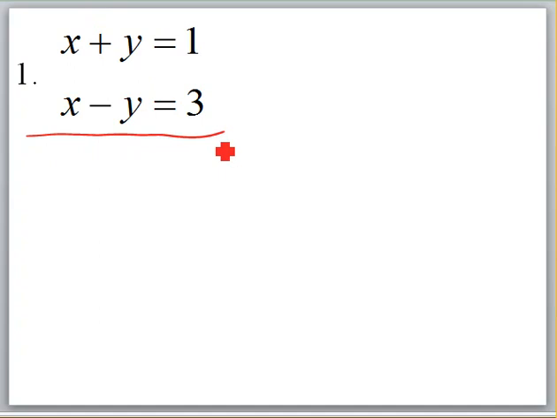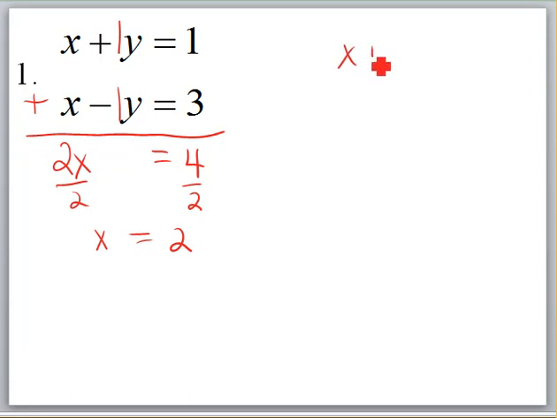So you want things to match up perfectly, and as long as your x's are above your x's and your y's are above your y's and your numbers are above your numbers with your equals, you're good to go. If you notice, you've got a 1y and a negative 1y. So when we start adding these together, we have 1 plus 1, which is 2x, and here we get 0, and then this equals 4. Divide by 2 on both sides, and we get x is 2.